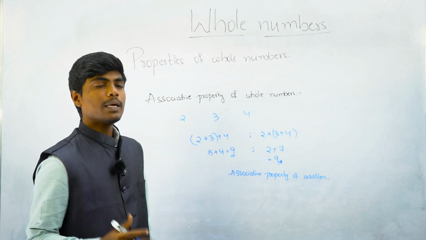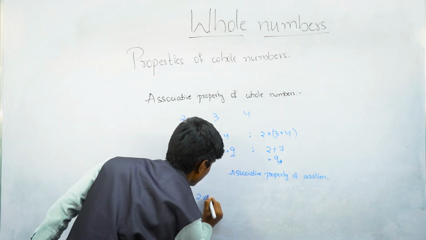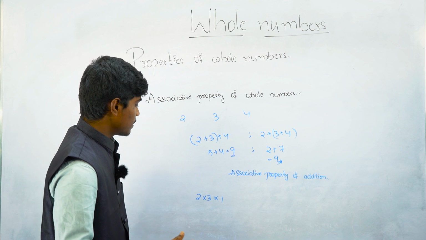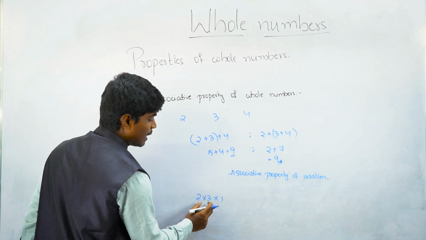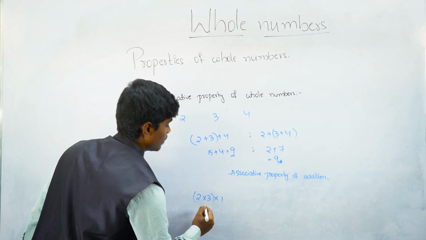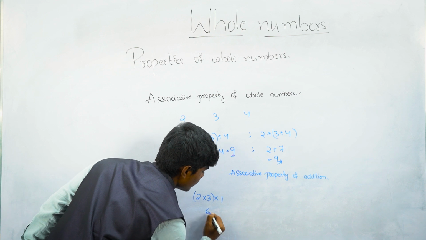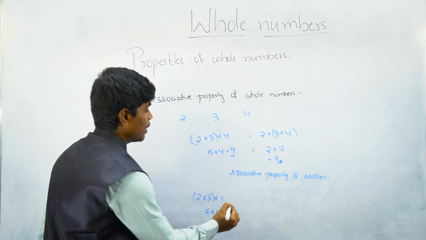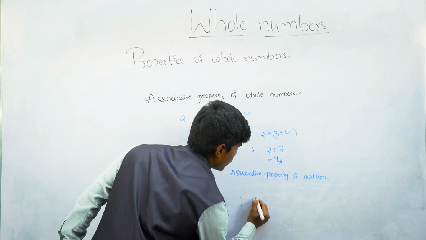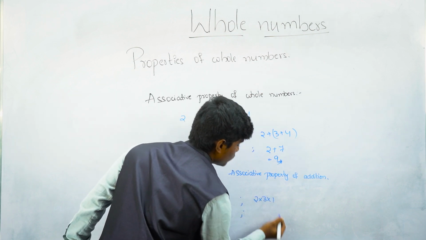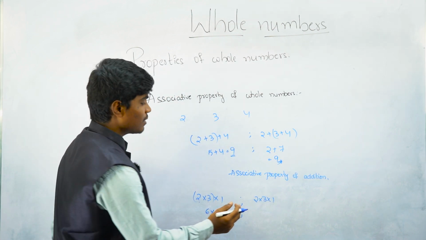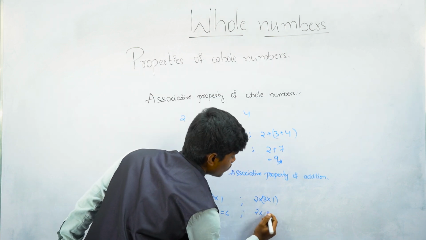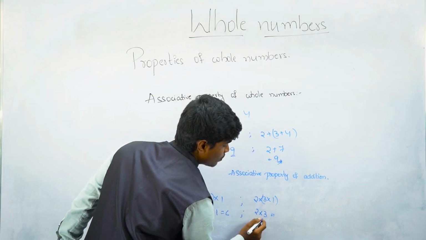Now let's check with the multiplication. 2 into 3 into, let's take 1. See, here first we will multiply the first two numbers, which is 2 into 3 is 6. Then we will multiply with 1. The answer is 6. Now in the same way, 2 into 3 into 1. Here we will multiply the second two numbers. 3 into 1 is 3. 2 threes are 6.